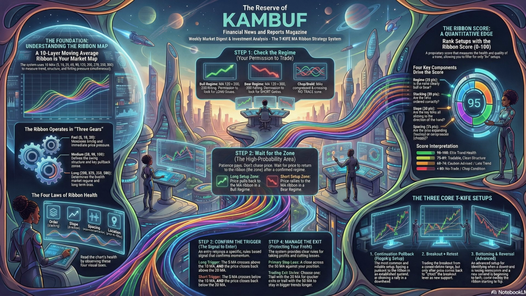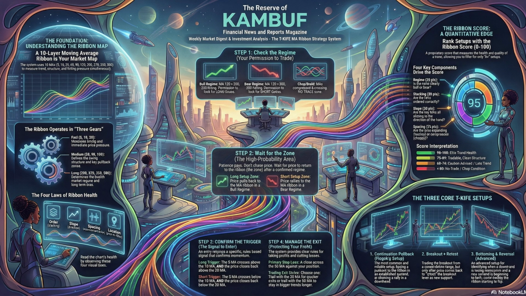You need space to breathe. Precisely. Compression kills trends. And by quantifying this, the system gives you clear labels. A score of 90 to 100 is elite trend health. 75 to 89 is tradable, clean. Anything under 60 is a no-trade zone. And the practical application here is huge.